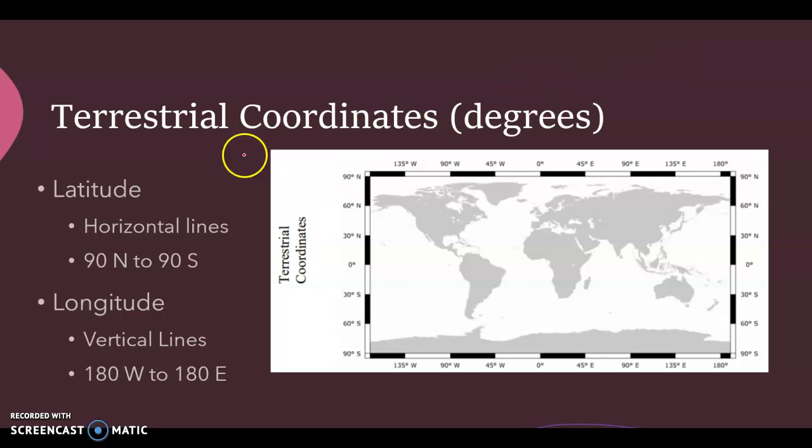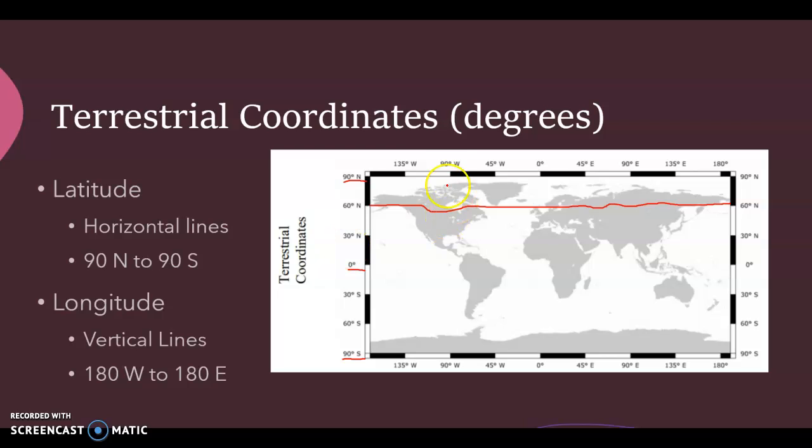So first we have terrestrial coordinates. These are measured in units of degrees. We have latitude, and latitude is going to be running across this way. And so these are horizontal lines. They range from 90 degrees north to 90 degrees south, with 0 degrees in the middle being the equator.